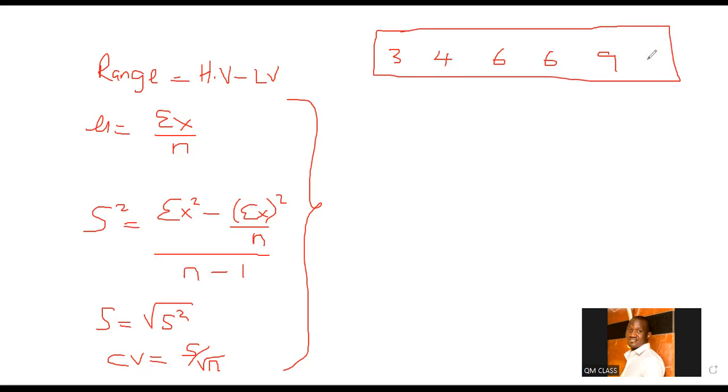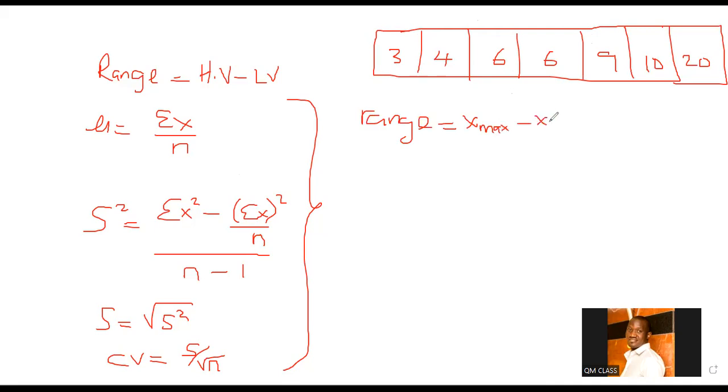3, 4, 6, 6, 9, 10 and 20. So can somebody help me identify the measures? So this is already arranged. How do we find the range? I need everyone to participate. How do you find the range? The range is simply the highest value minus what? The minimum value of x. So our highest value is 20 and our smallest value is 3. So the range is 17.